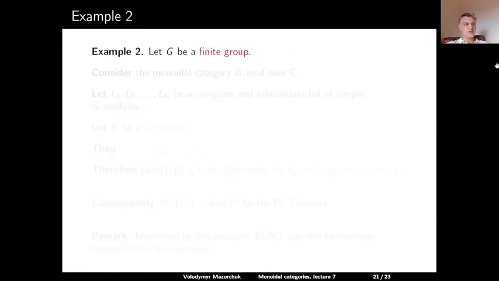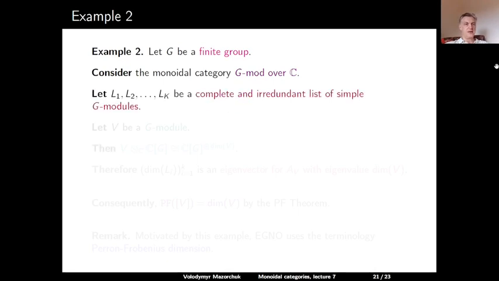Example 2. Let G be a finite group. Consider the monoidal category of all finite-dimensional G modules over the complex numbers. Let L1, L2, and so on Lk be a complete and irredundant list of simple G modules. Let V be a G module. Then tensoring V with the regular G module C of G is isomorphic to the direct sum of copies of C of G, where the number of direct summands is the dimension of V.